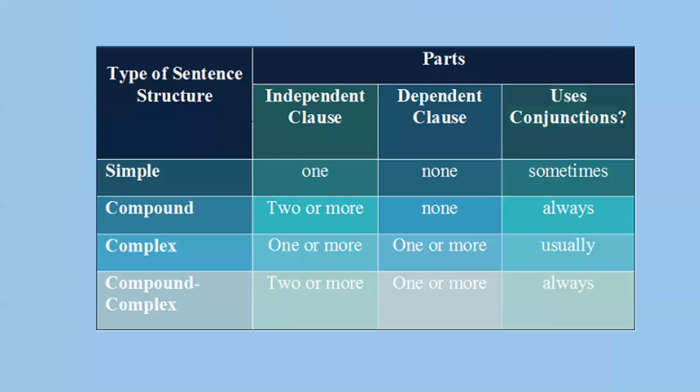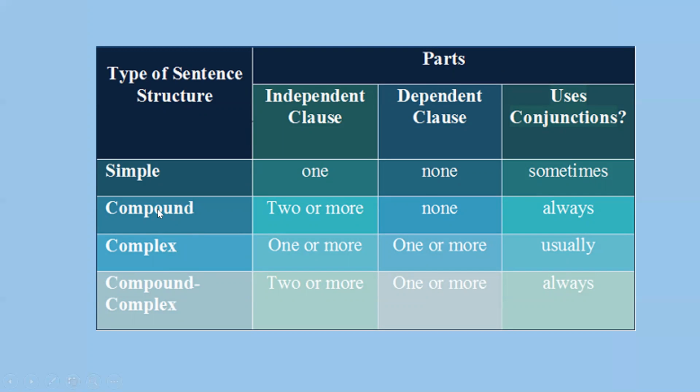So what is the conclusion of this? The types of sentence structure are what? Simple, compound, complex, and compound-complex. Then the parts. In simple, we are taking one independent clause. That means one subject and one verb. Dependent clause, none. Yes, this is the simple one.